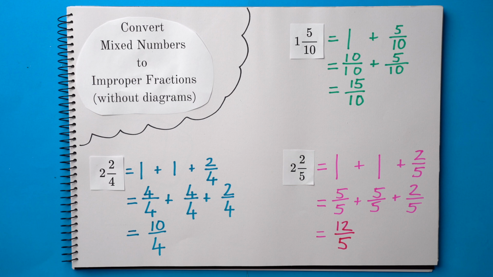Converting mixed numbers to improper fractions is as simple as that. We're just breaking the numbers down into their parts, converting them into fractions, and then adding them all together.